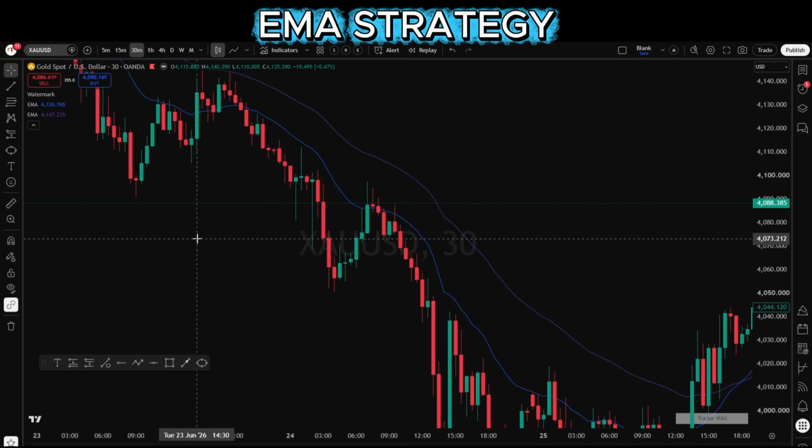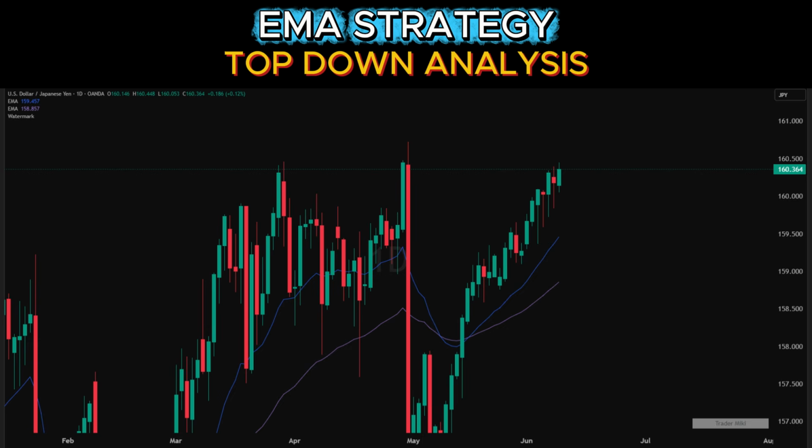Because the 20 EMA is the shorter period, it will be closer to the candles than the 50 EMA when the market has a strong trend. Now the chart is set up, let me show you how to find trades using the EMAs. First, start by doing a top-down analysis and use the EMAs to confirm the trend.